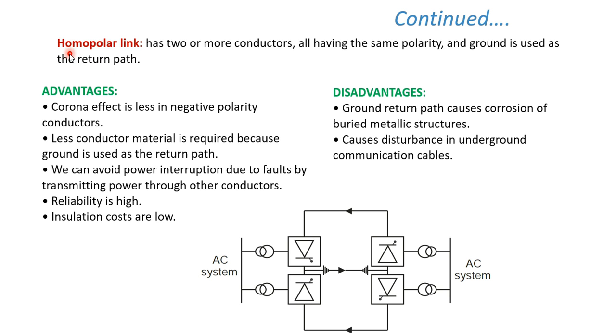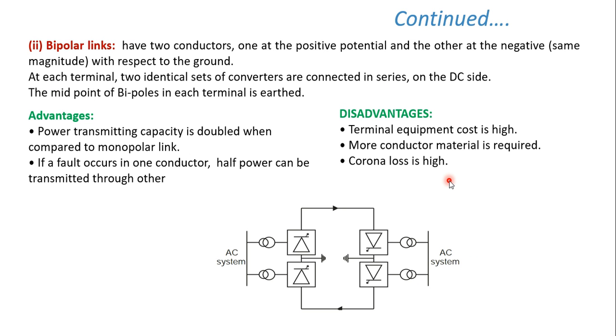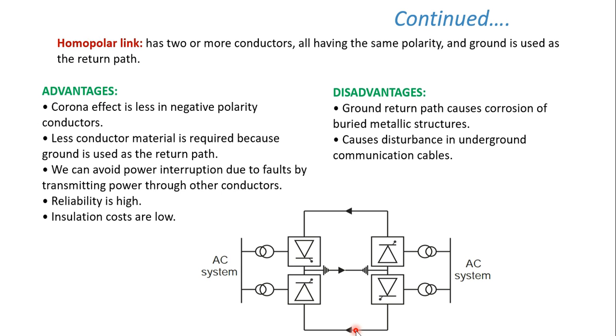Then next is homopolar links. It has two or more conductors all having same polarity. Here in bipolar links, one conductor is having positive polarity and the other conductor is having negative polarity. But in homopolar links, there will be two or more conductors having same polarity, and the ground is used as the return path. So here both conductors have same polarity, same current direction, and the ground is used as the return path.